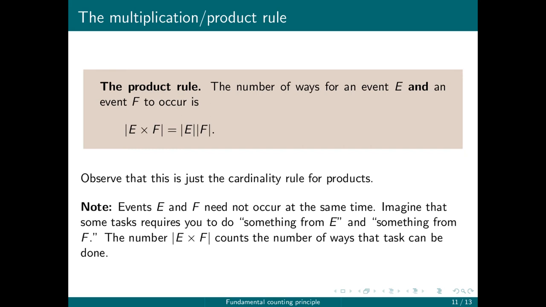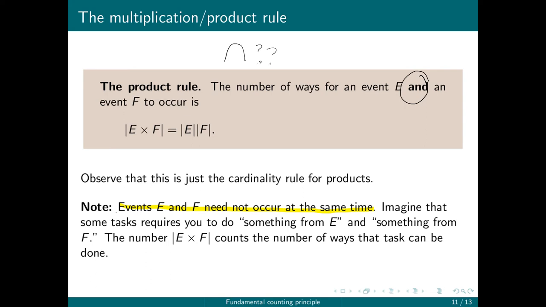The number of ways that an event E and an event F can occur is the product of the cardinalities. This merits a little bit of conversation because you might have been thinking, well, isn't and an intersection? And you wouldn't be wrong. But that is when both E and F must occur simultaneously. We'd use the intersection. We're not talking about that. We're not saying that the events E and F must both occur at the same time. They need not occur at the same time.